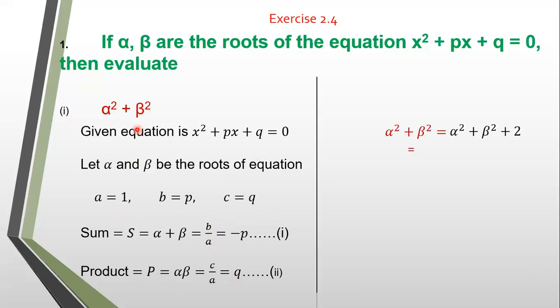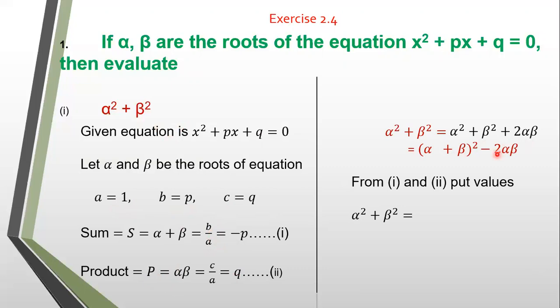Now, alpha square plus beta square can be written as alpha square plus beta square plus 2 alpha beta minus 2 alpha beta, that is alpha plus beta whole square minus 2 alpha beta. Now replace the values of alpha plus beta and alpha into beta, we will get p square minus 2q. This is your first part.